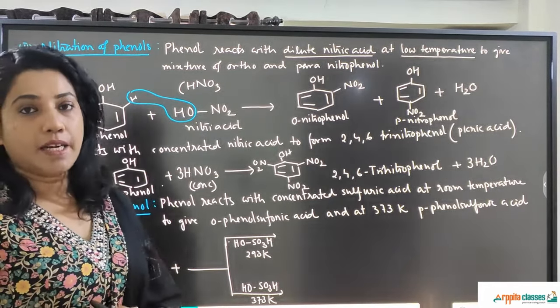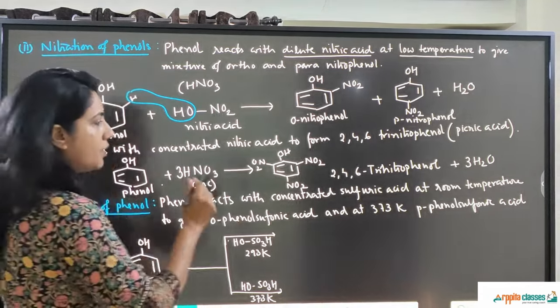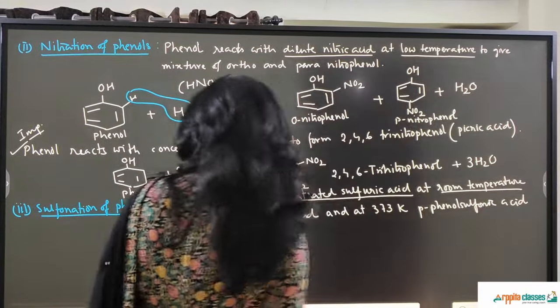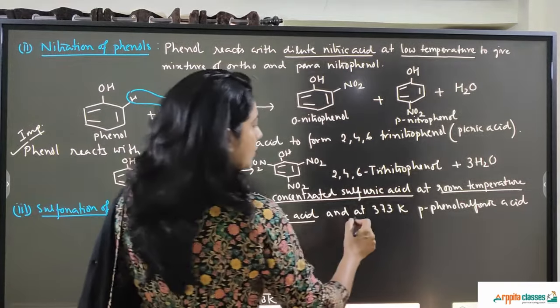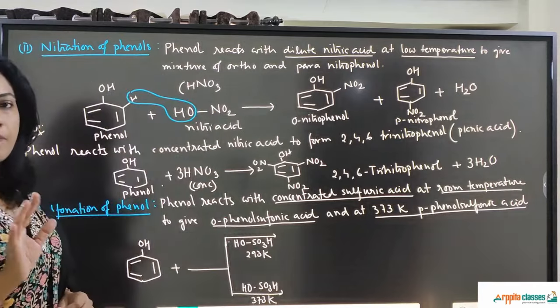Now we come to the last electrophilic substitution reaction, that is sulfonation. So phenol reacts with concentrated sulfuric acid at room temperature to give ortho-phenol sulfonic acid, and at 373 Kelvin to give para-phenol sulfonic acid. Now here also we have got 2 conditions.